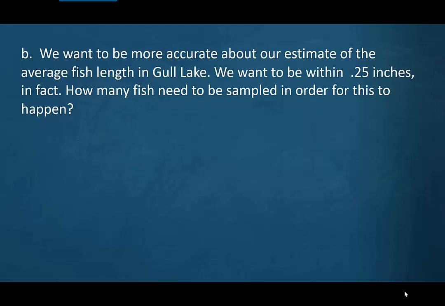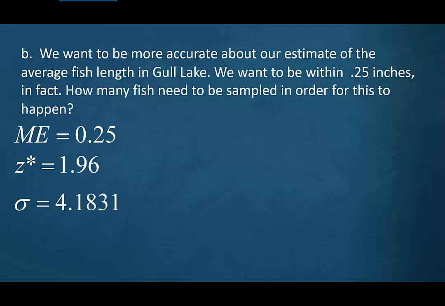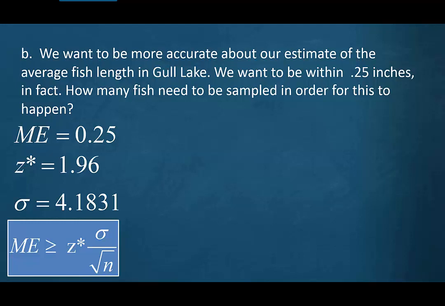So again, we want to estimate within 0.25 inches how many fish need to be sampled. So our ME is 0.25. Z star, we're going to stick with the 95% confidence. Our sigma that we had from that previous study we're going to use is 4.1831. So margin of error has to be greater than or equal to z star sigma over root n. We plug all this in.